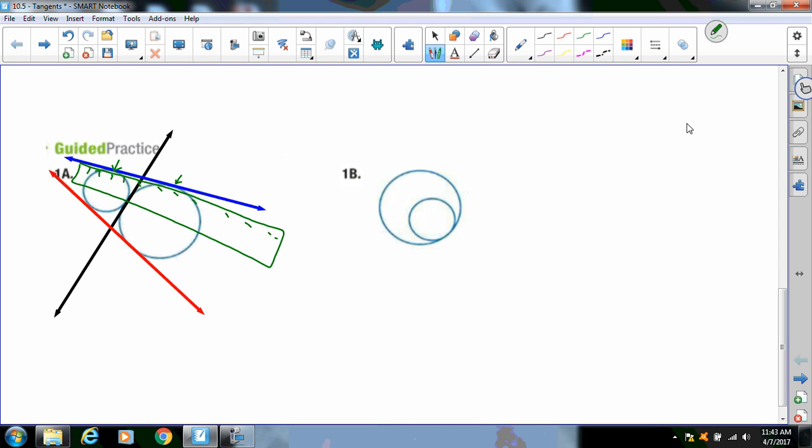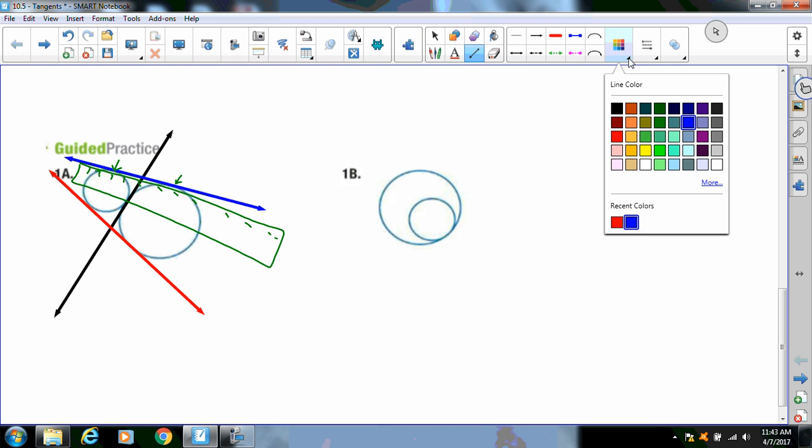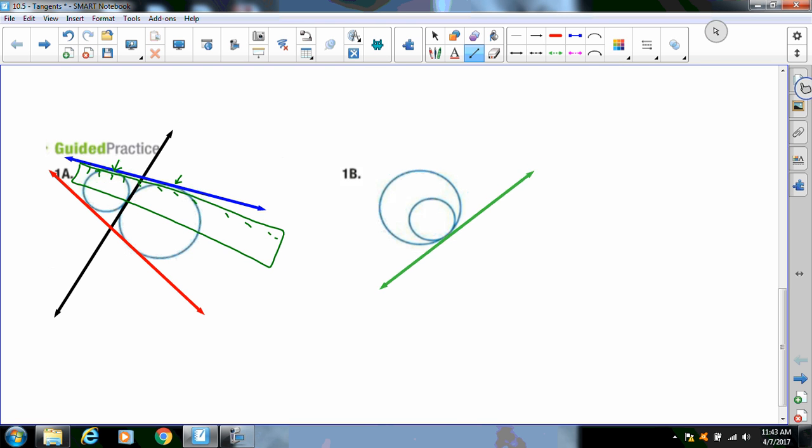And then the last one. If you have concentric circles, which I guess those aren't concentric, they're just one circle inside another, intersecting down here at a point. Where that intersection point is, that's where my common tangent would be. The line is going to touch both circles at the same time. Okay, so that's an example of common tangents.